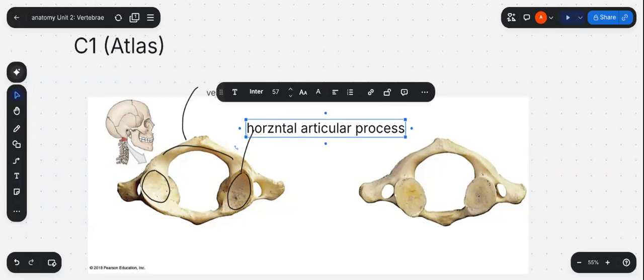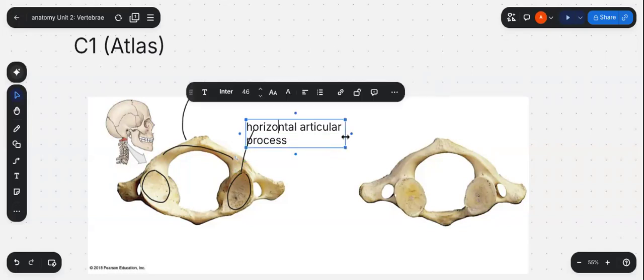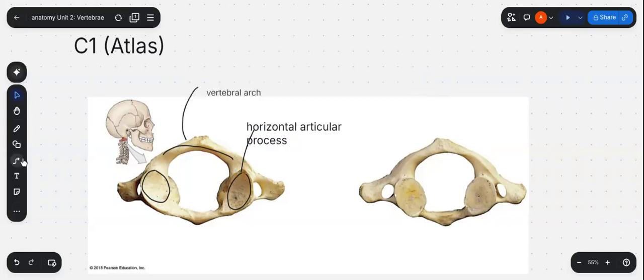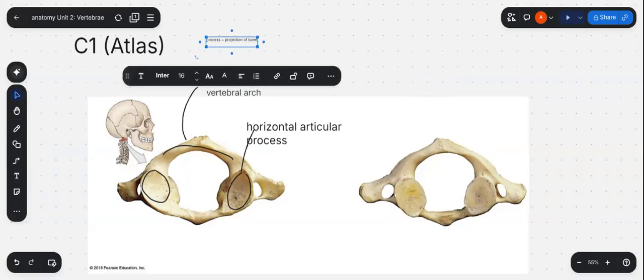Okay, there we go. Now that's spelled correctly. So I'm going to write a little note over here on the side. So process equals projection of bone, while a facet is just a smooth portion in the bone.